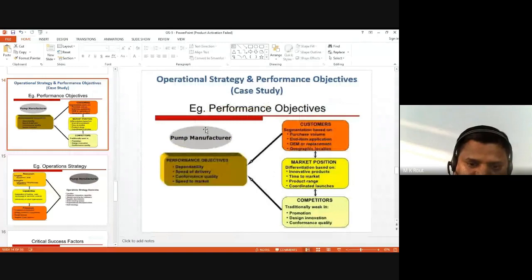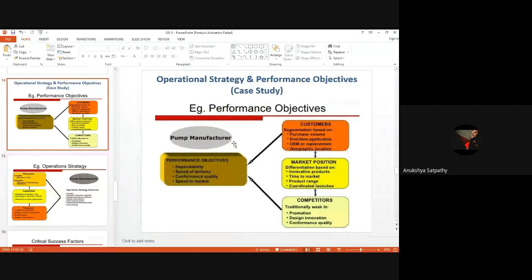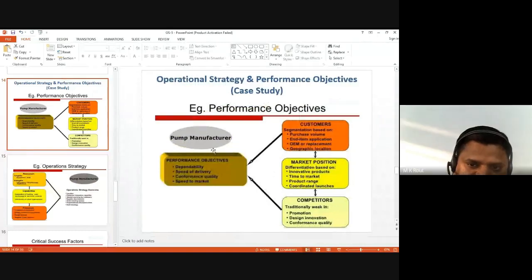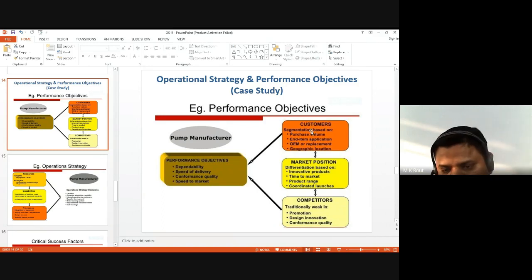Suppose you are a pump manufacturer. As far as your operational strategy or performance objectives are concerned, first we take one side, your performance objectives, and another side is your operational strategy. In case of performance objectives, you must go for dependability, speed of delivery, confirmation of quality, and speed to the market. But what are the inputs? The input is the segmentation of the market.